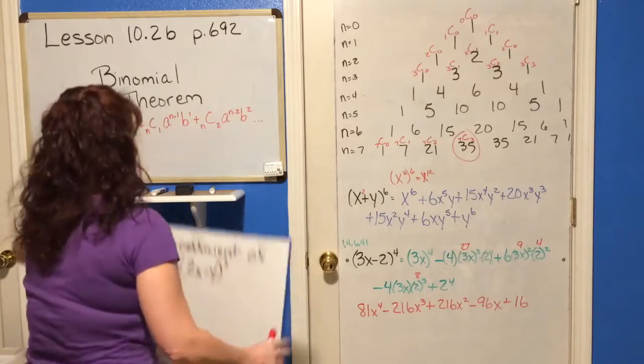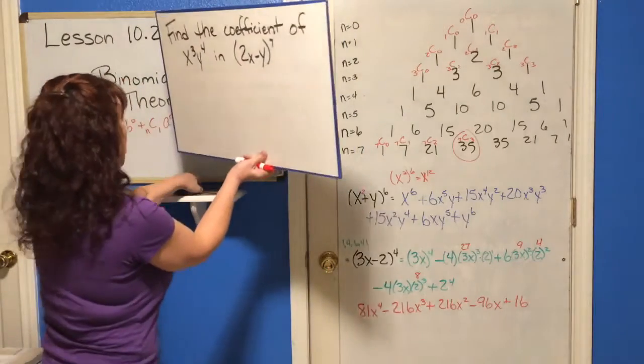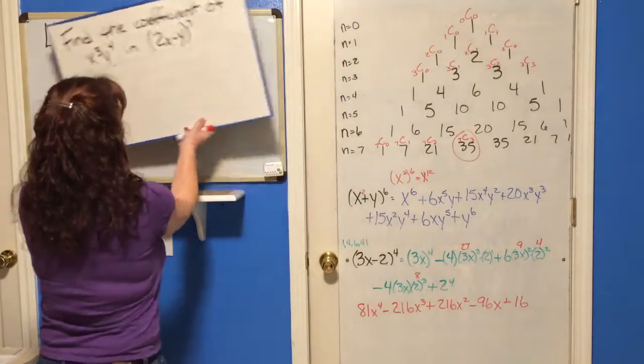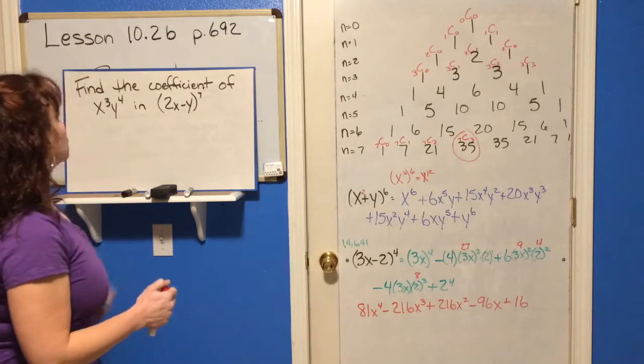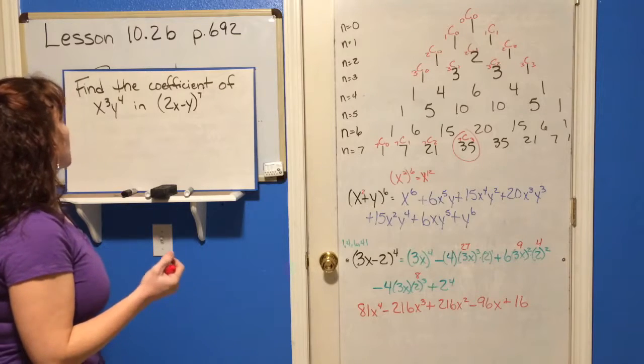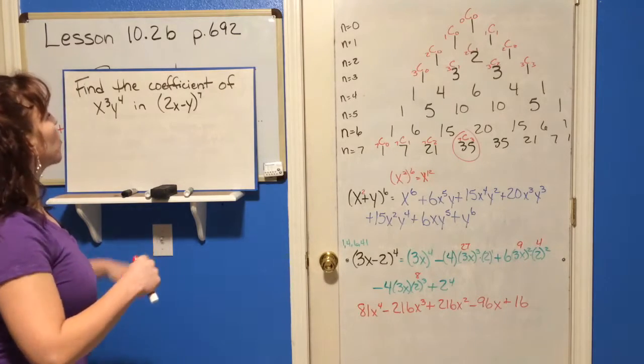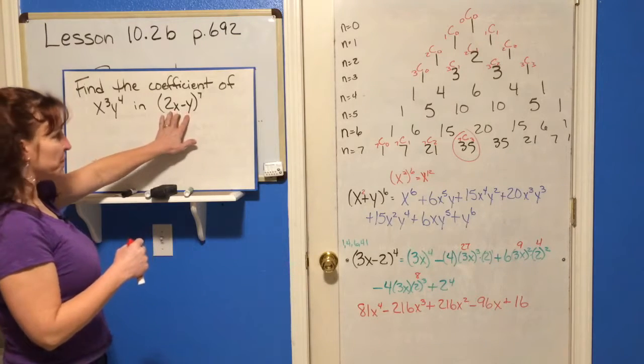Last thing, here we go. Oh, this is fun. I love these. It's a puzzle. Okay. So what we want to do now is this type of problem. I want you to find the coefficient of x cubed y to the 4th in this term.